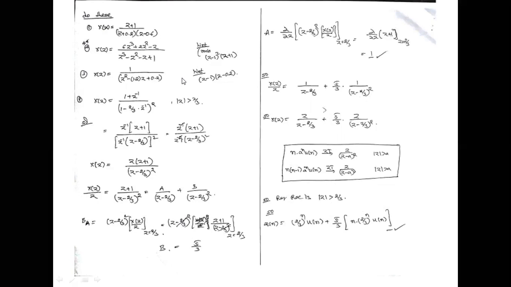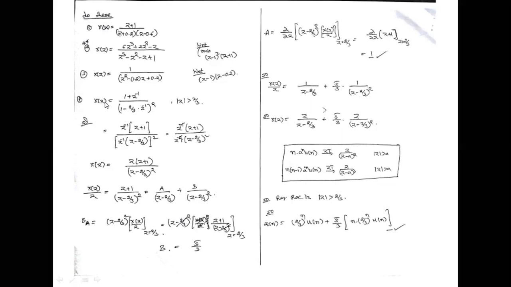And for the third also, 1 by z square minus 1.2z plus 0.2, write it as factors and find the inverse z transformation. So I will explain here. There's another example here. You do these three, practice these three examples.